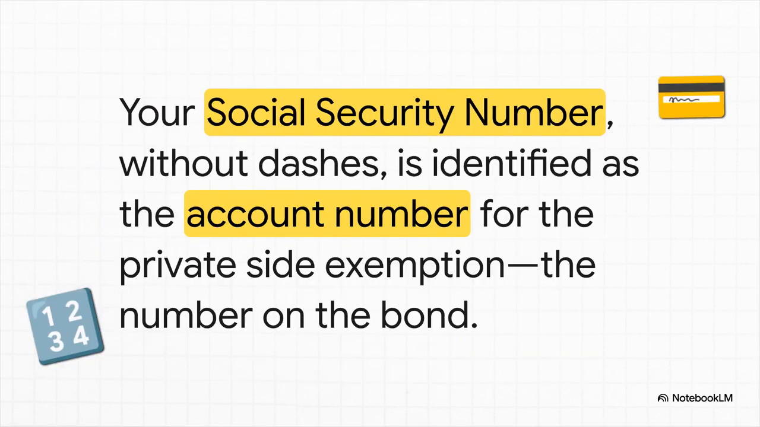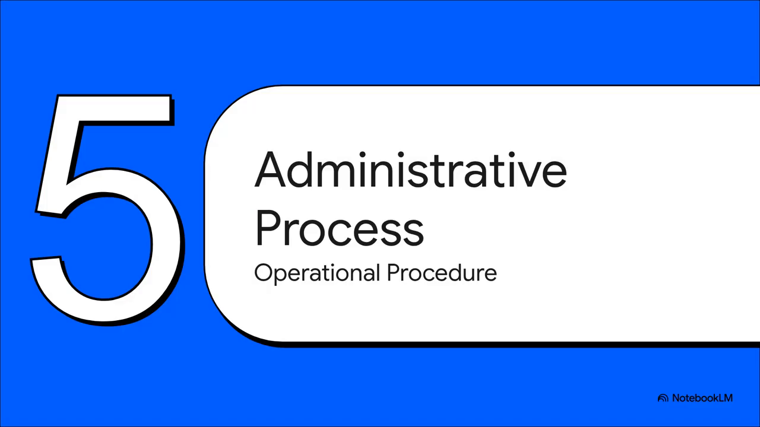And this is the critical connection point back to you, personally. Your social security number, when you remove the dashes, is claimed to be the account number for this bond. The idea is that it's more than just an ID number. It's the actual key to accessing the credit that the government supposedly owes you. Okay, so we've laid out the core components of the theory: a commercial system, the roles of debtor and creditor, and the straw man interface.